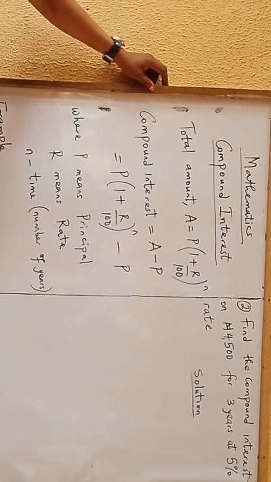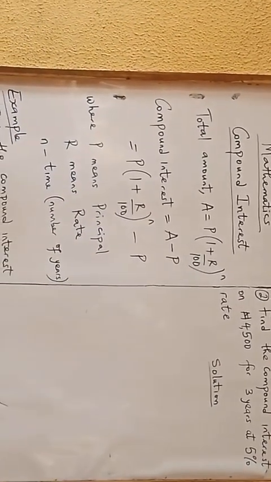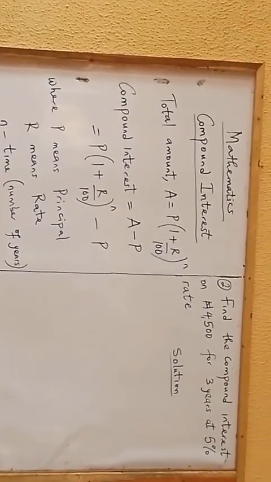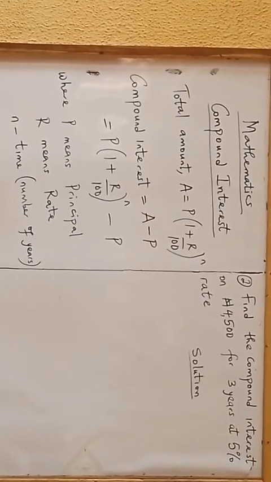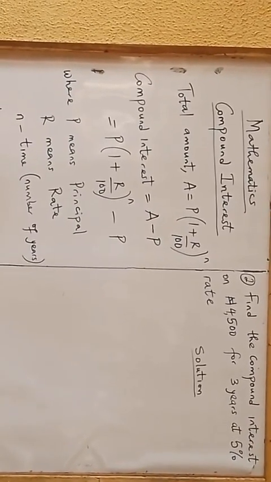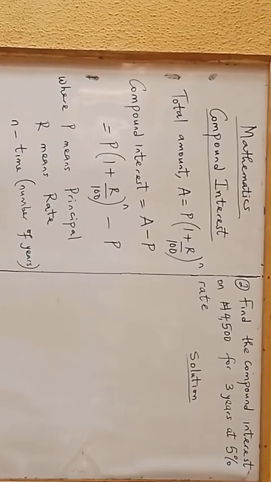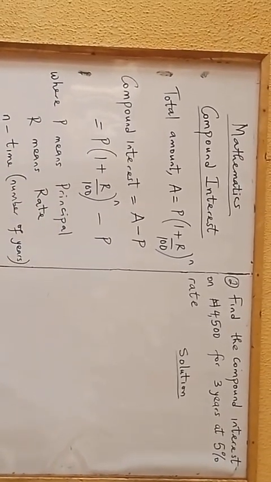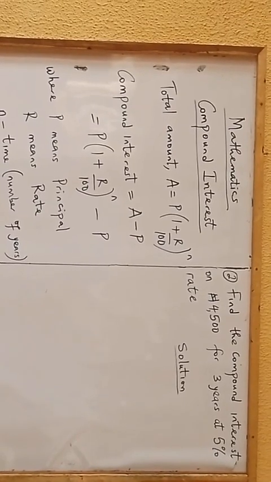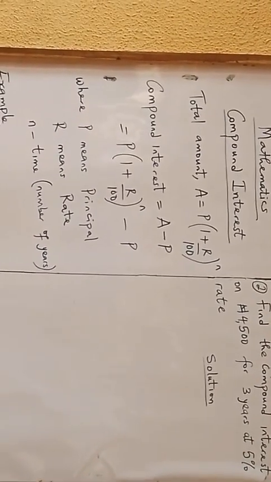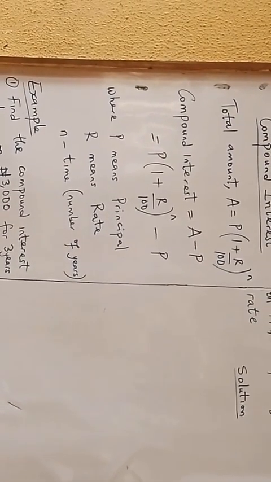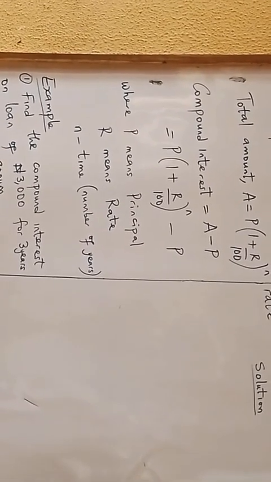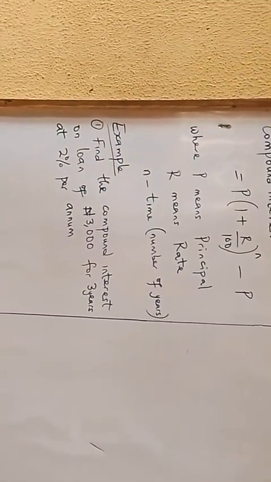Total amount, which is denoted as A, is equals to P into bracket 1 plus R over 100 raised to power n. And the compound interest is A minus P, which is amount minus principal. So therefore, compound interest formula will now be P into bracket 1 plus R over 100 raised to power n minus P, where P means principal, R means rate, and n means time. And this time that we are talking about is the number of years. So let's solve these two relevant examples on compound interest.